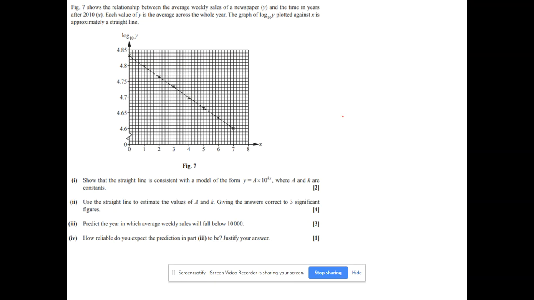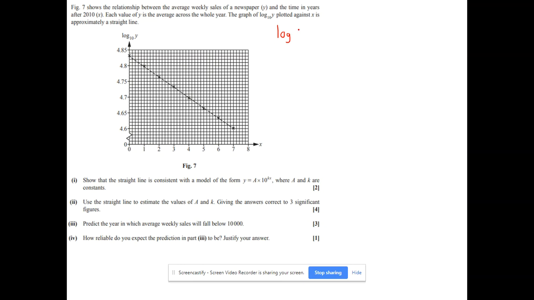Okay, so now the log question. We need to show that the straight line is consistent with the model. So we're trying to show that this is a straight line. Just like most of the log questions, we're going to have to take logs of both sides.